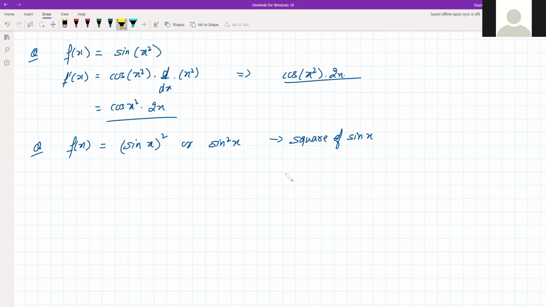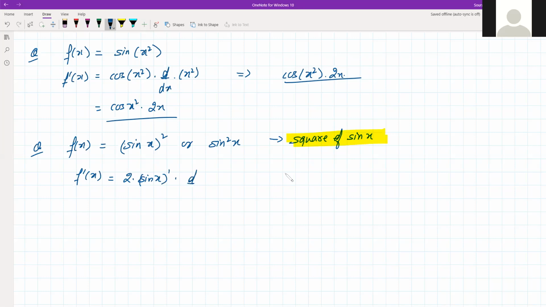I hope you understood this, right? So now if we have to find f dash x here, the outermost is square. That means we have to apply the x to the power n formula. So that is 2 whole square sine x. So 2 sine x to the power 2 minus 1, that is 1.